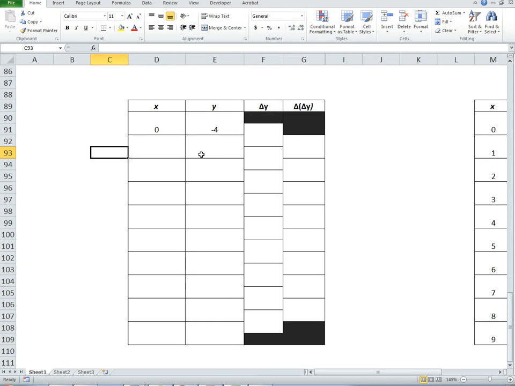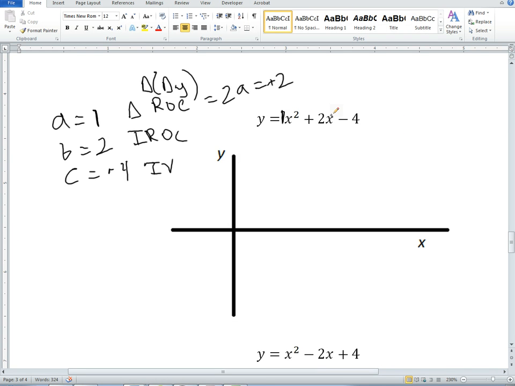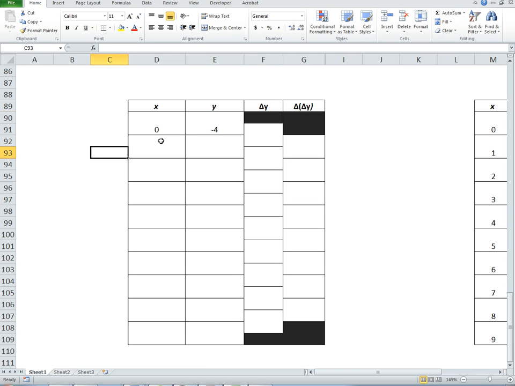So what I'm going to do is pull this up in an Excel spreadsheet so that we can get started. Well, first of all, we know that the initial value is down here somewhere at -4. When x is 0, y is -4. So I have that here in my table. Now my initial rate of change, we're saying, is 2. So that means that when x changes to 1, my output is going to be -4 plus 2, which gives me an output of -2.